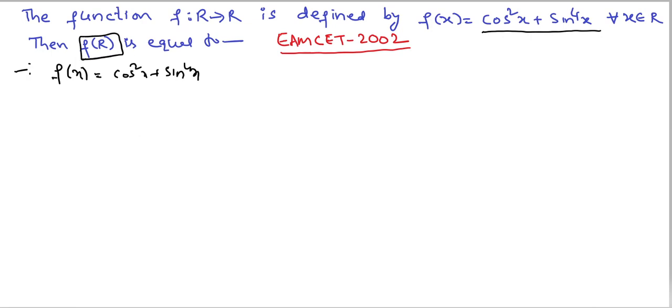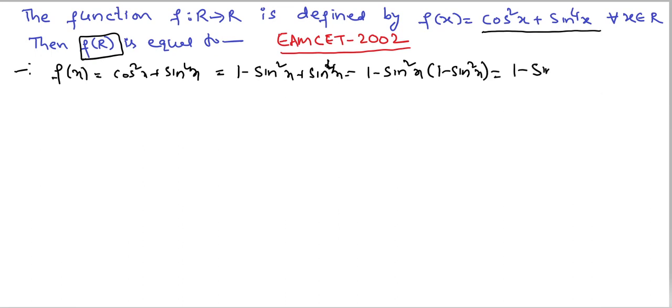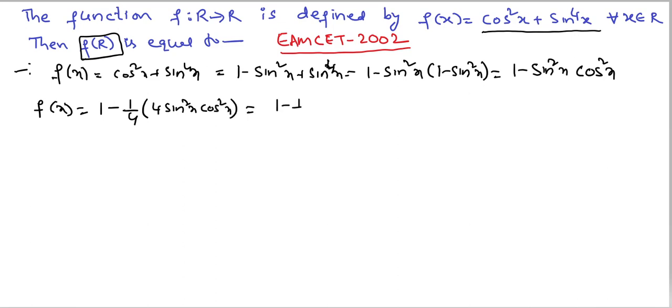F of R means the range of that function, that is equal to cos square x, whose value is 1 minus sin square x, plus sin power 4x. Take sin square x common: 1 minus sin square x into 1 minus sin square x, that is cos square x minus sin square x into cos square x, equal to 1 minus, multiplying and dividing by 4, 4 sin square x cos square x. Here 4 sin square x cos square x is sin square 2x, so it is 1 minus 1 by 4 into sin square 2x.